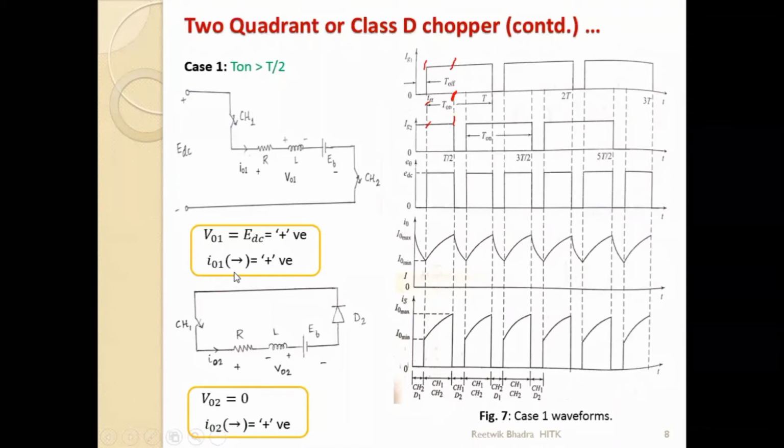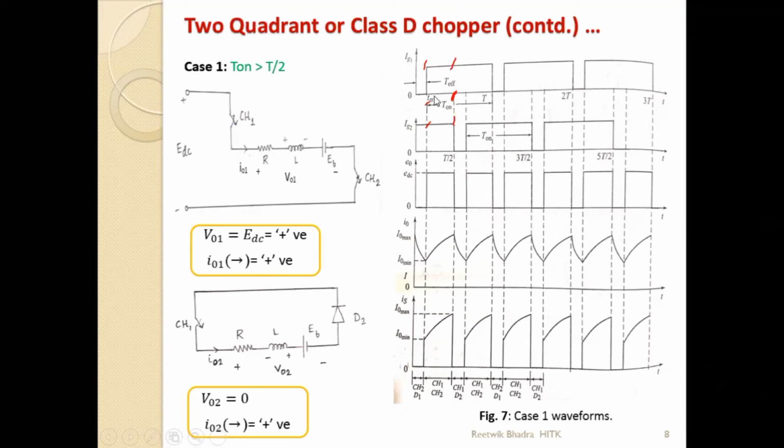Now V naught 1, if you apply KVL in the circuit, V naught 1 will be positive, and as current enters in this direction, this terminal will be positive and this terminal will be negative. If you compare with the previous figure which I had drawn with pen, this side was positive and this side was negative. So V naught 1 also comes out to be positive, that is equal to EDC. I naught 1 is charging current and positive.